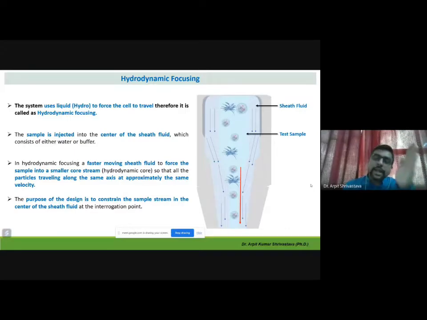So when the laser light passes the individual cell, it can track the individual cell, whatever cells are present in the test sample. So this hydrodynamic focusing is very important to achieve a uniform axis and almost the same velocity of the test sample. This hydrodynamic focusing, together with the scattering effect, forms the flow cytometry principle.